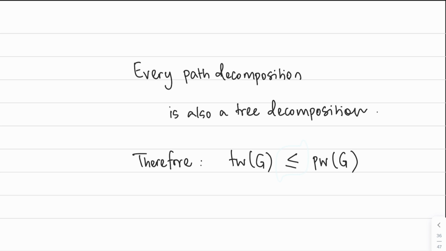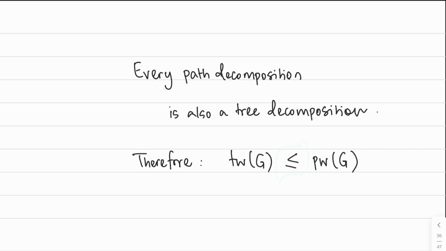You can think about what are examples where the tree width is significantly smaller, and what are examples where the tree width is close to or equal to the path width. Those are nice questions to get some practice with these definitions.